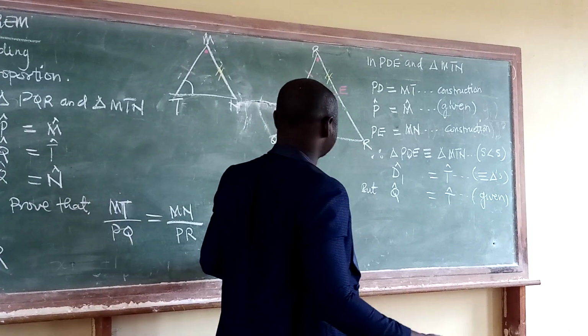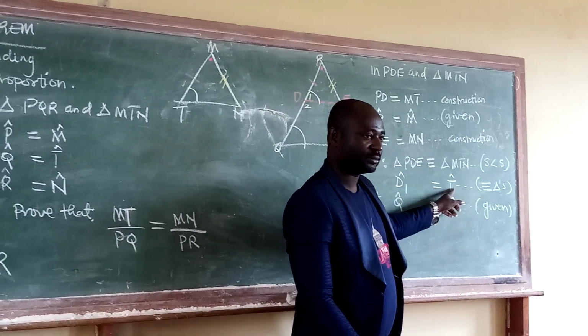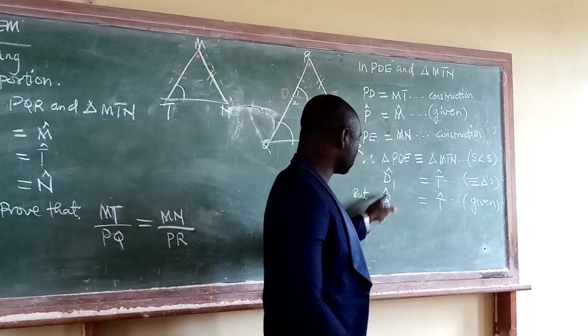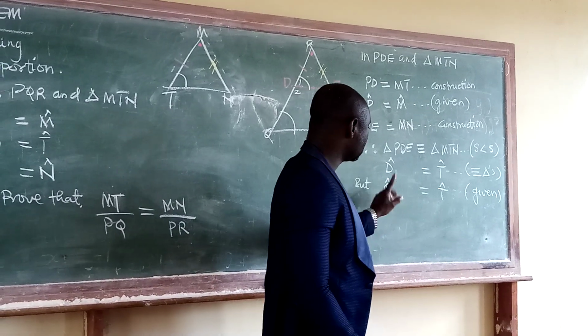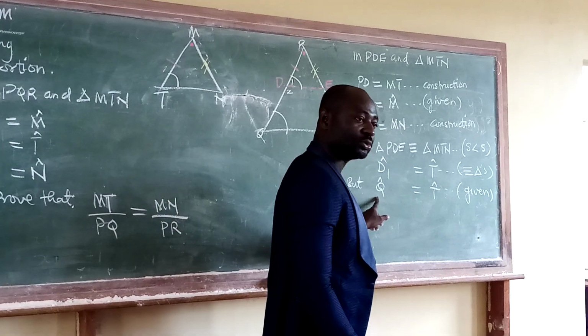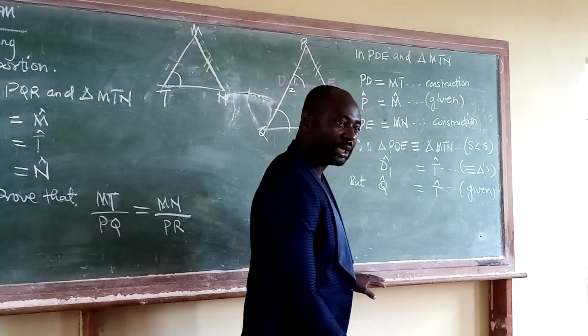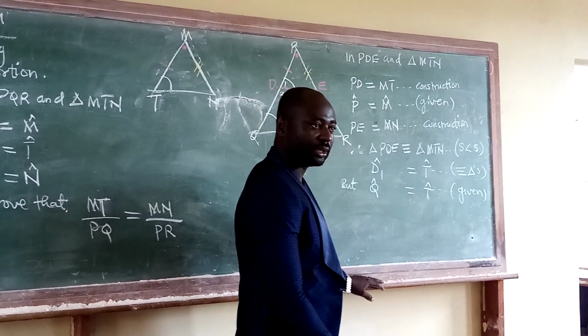Now, I am the same person. My name is D1, my surname is T. My name is Q, my surname is T. So between these two, are they the same people? Look here. D1 is called T. Q is also called T. Are they not equal? They are equal because they are all T. You get what I'm saying?